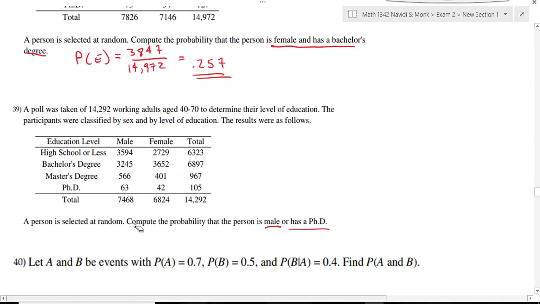Number 39, we're asked to find the probability that a person is male or has a PhD. This is our event. To get the number of elements in your event, you will add up all of the people that satisfy the requirement. They're either male or have a PhD. That's these people right here.